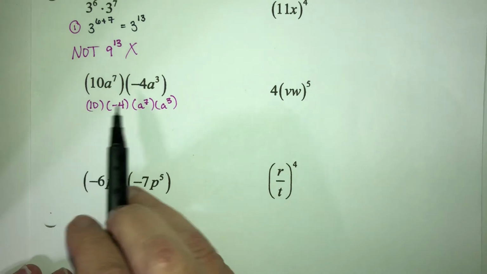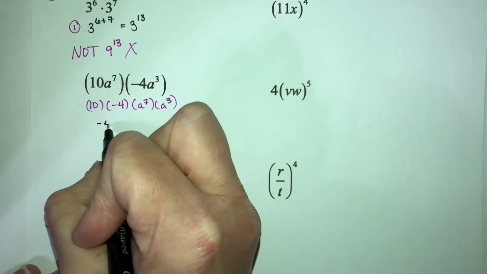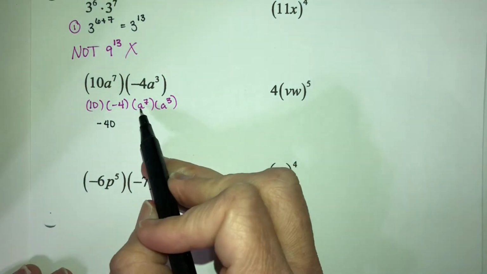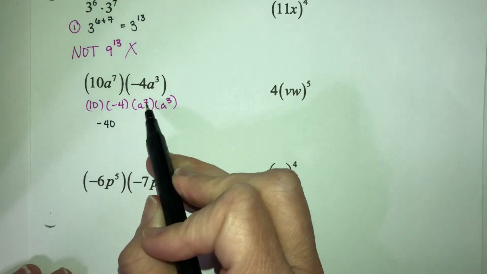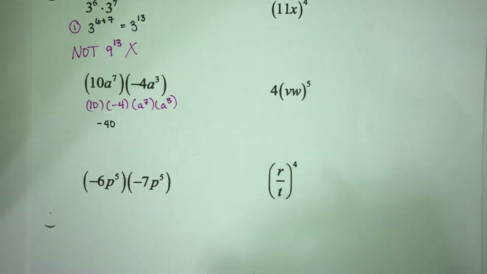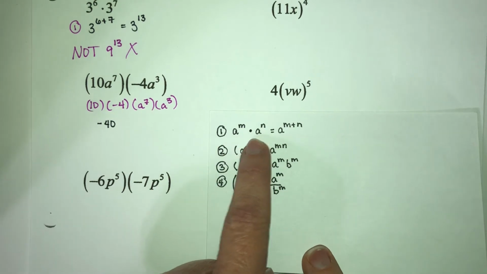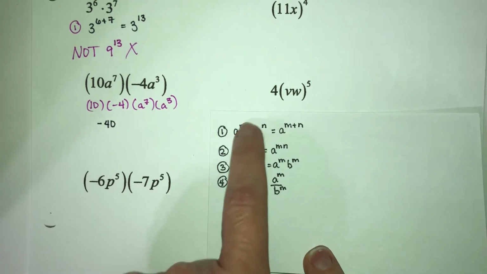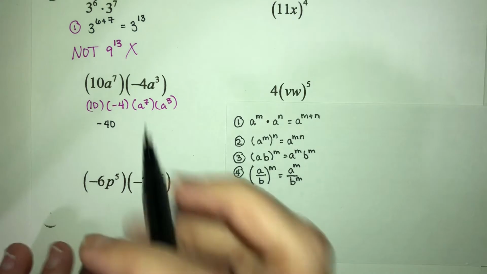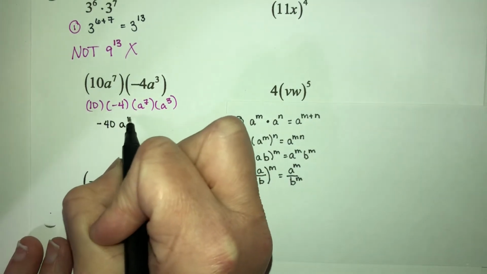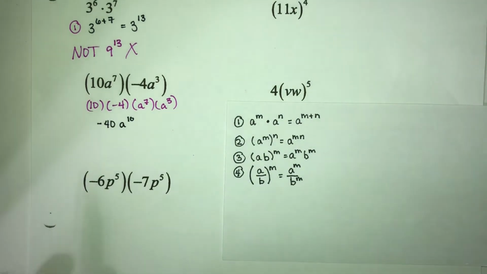We can multiply 10 times negative 4 to get negative 40. And then what do we have right here? A to the 7th, a cubed. That is property number 1. We have the same base, even the same letter here, and we add up those exponents. So this would be a to the 10th. And that was property number 1 again.